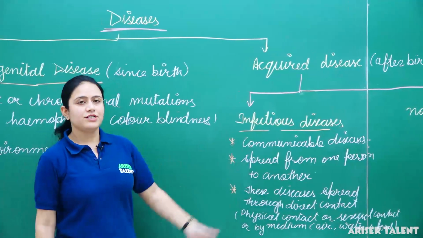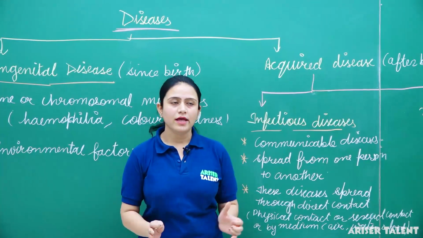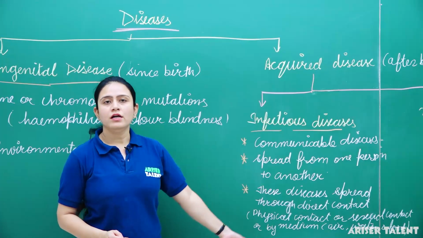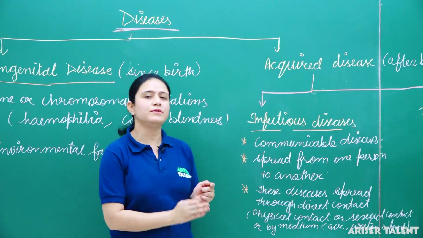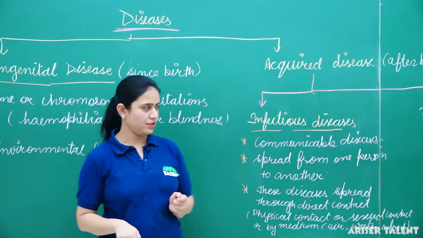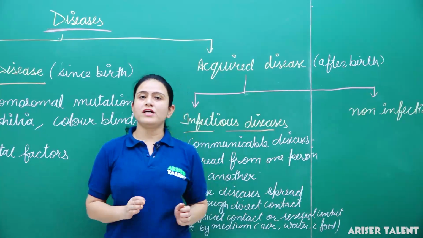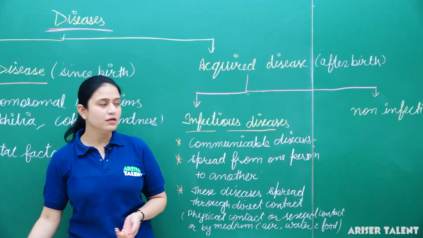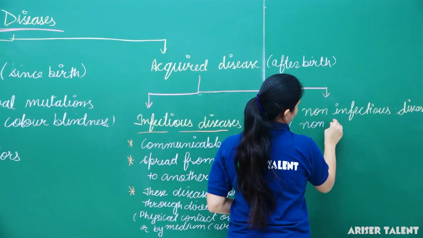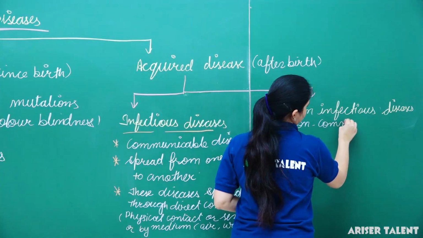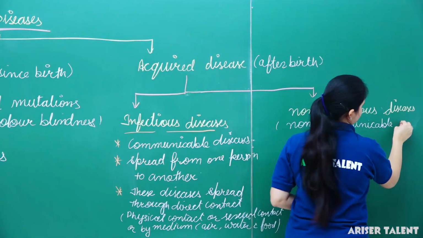So infectious diseases are the diseases which spread from one person to another through direct contact. When a healthy person comes in contact with an infected person, he also gets infected. Now let's talk about non-infectious diseases. Non-infectious means non-communicable diseases.